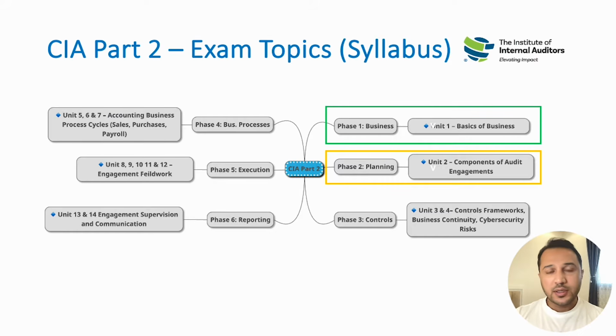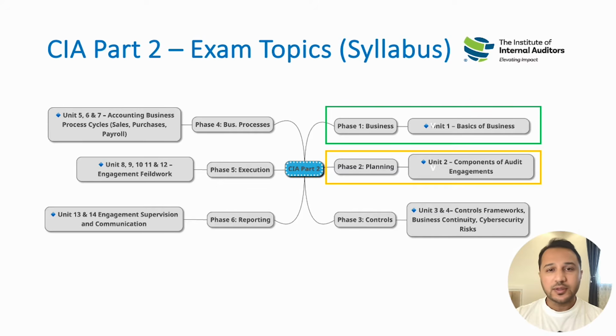This is an interesting slide. It gives you a snapshot of the entire CIA Part 2 journey. I have classified the entire study units, 14 in total, into 6 phases. Phase 1 is about understanding the business. Phase 2 is about understanding how to plan an audit engagement.